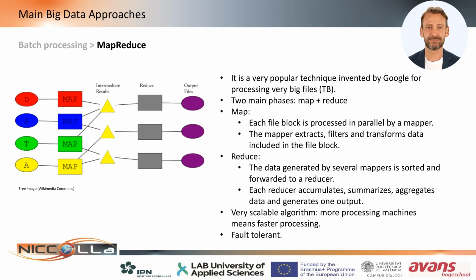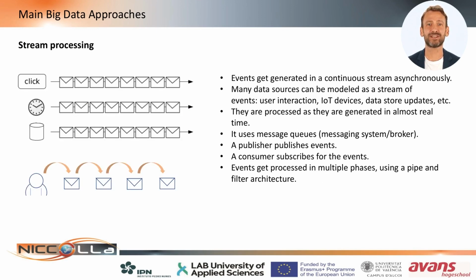The second group of big data techniques is known under the term of stream processing. In this case, data are generated in a continuous way, called stream. Data are acquired in an asynchronous way and receive the name of events. Many data sources may be modeled as a stream of events.